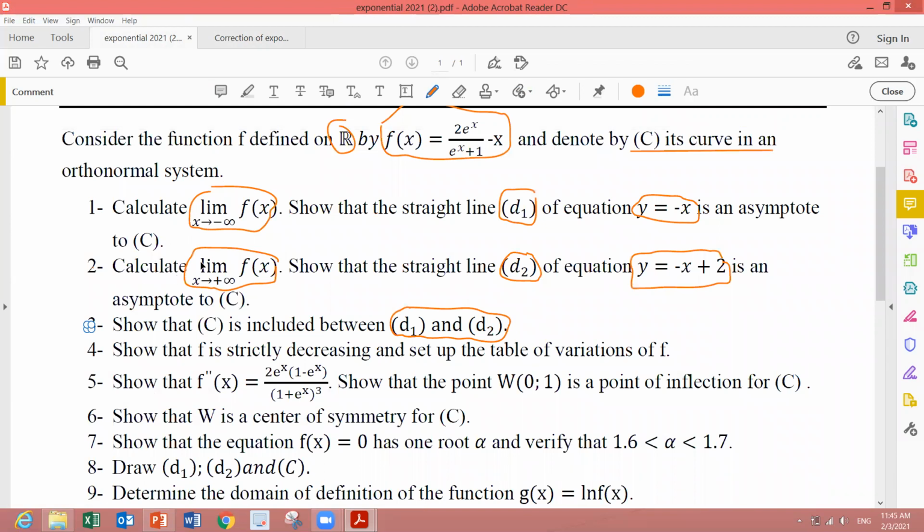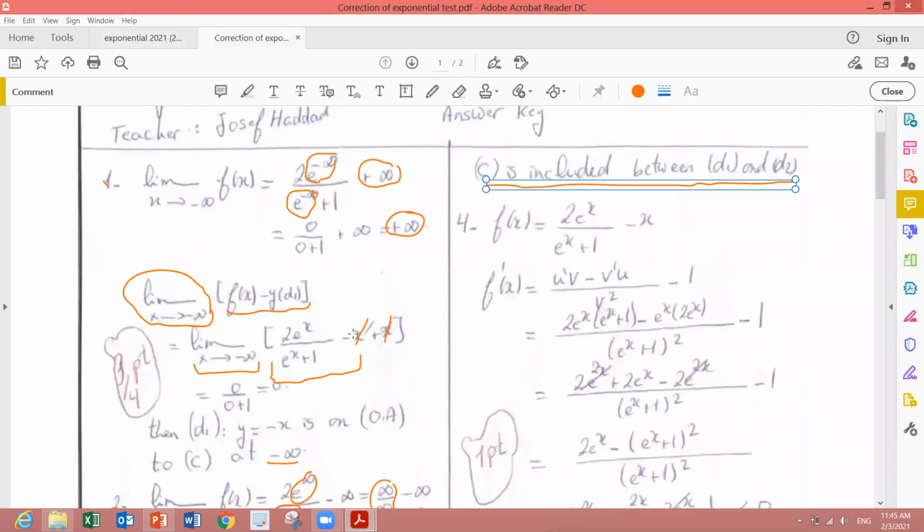Part 4. Show that f is strictly decreasing and set up the table of variations. For the function to be decreasing, its derivative should be negative. So we have to calculate f prime of x.